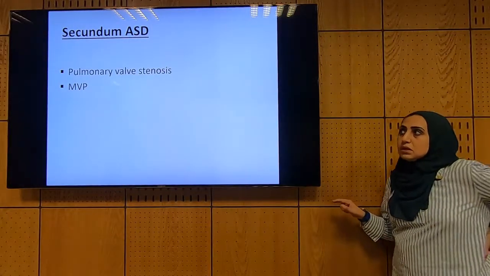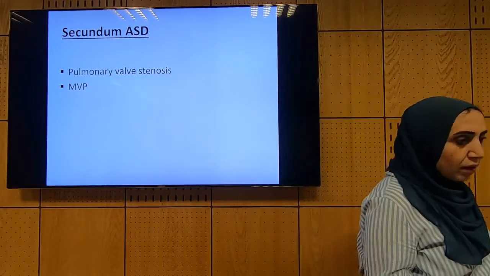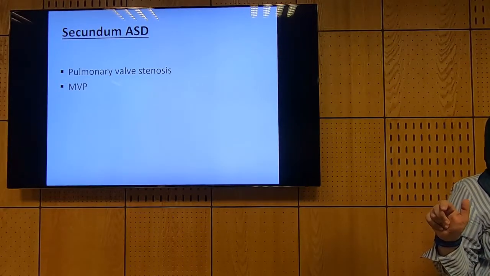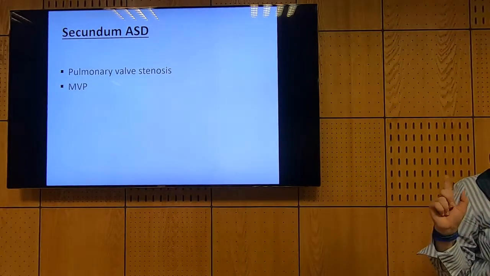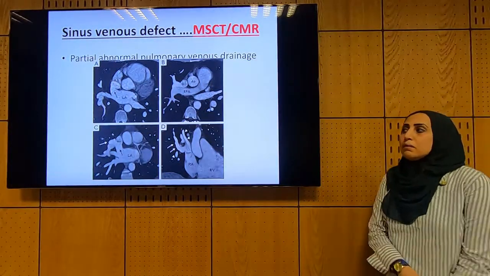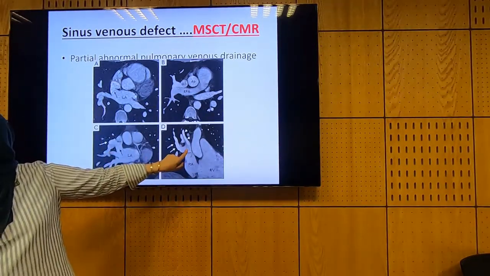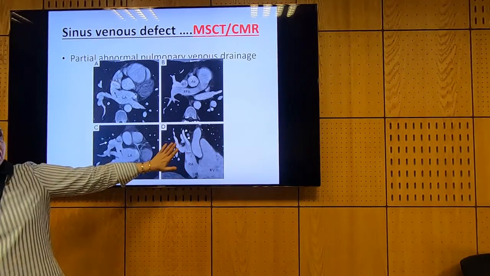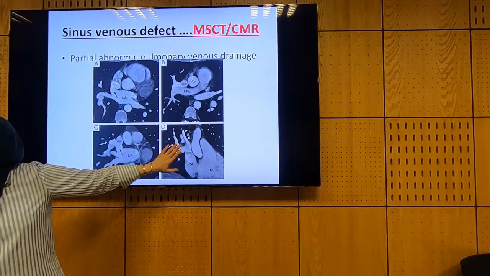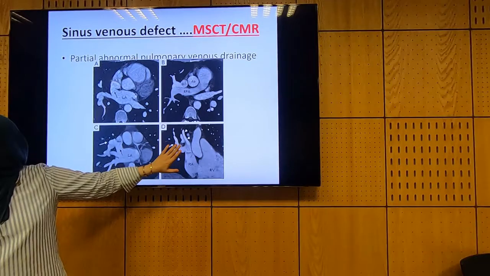With the secundum ASD, we have association with pulmonary valve stenosis and with mitral valve prolapse. With the sinus venosus defect, what is the most common associated lesion? Anomalous pulmonary venous drainage. Usually the right upper pulmonary vein in the sinus venosus defect is going to the superior vena cava, either close to the atrium or far away from it. Pulmonary veins are very easy to detect in children, but in adults, keep a low profile and send for another imaging modality, either CT or MRI, because it's very easy to mess up.